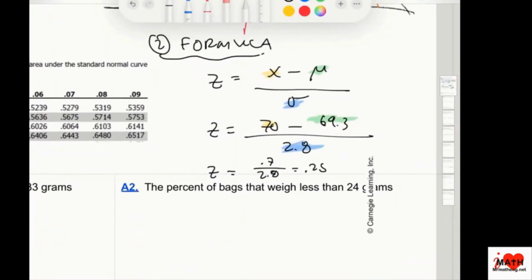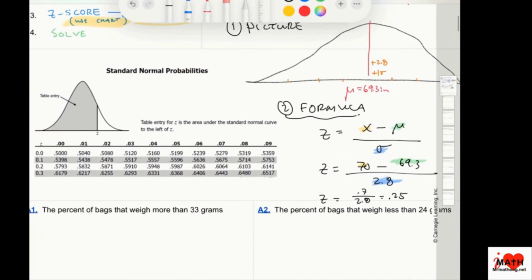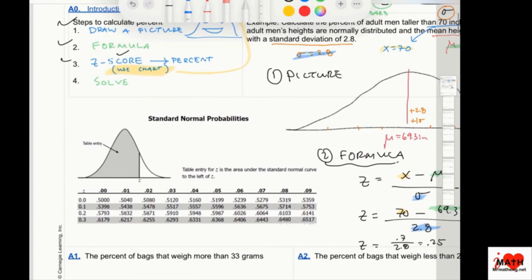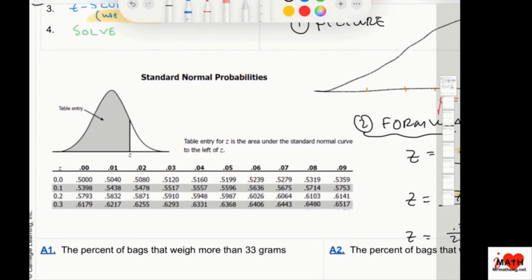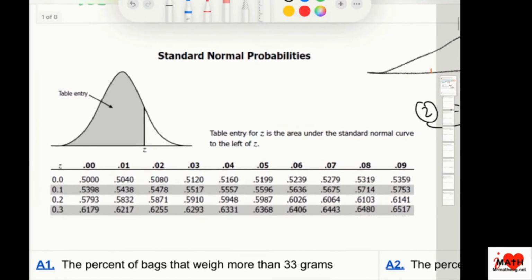Okay, I have a z-score of 0.25. Now we need to figure out a percent. This is a standardized table here. Let's read what it says: table entry for z is the area under the standard normal curve to the left of z. So basically, you're finding the shaded region. The chart will help you find a shaded region, going from the left to the right, up to that z-score. So when I look up this value, it's going to find that yellow shaded region.